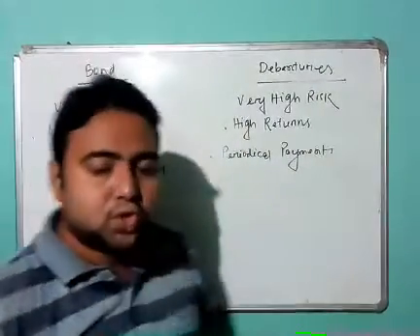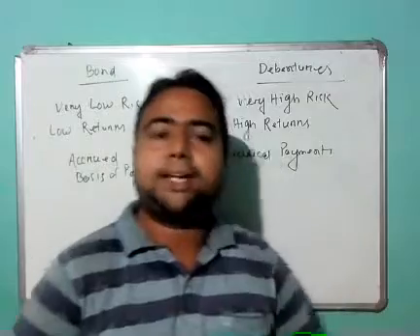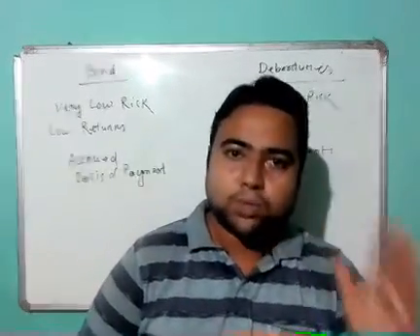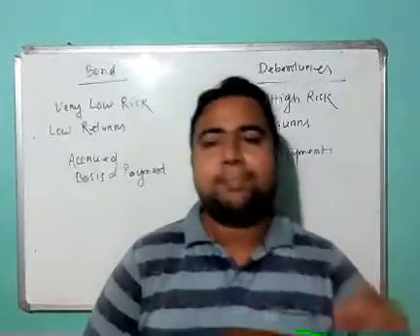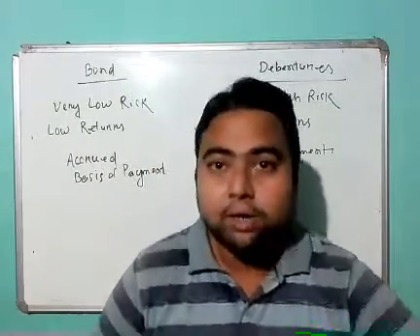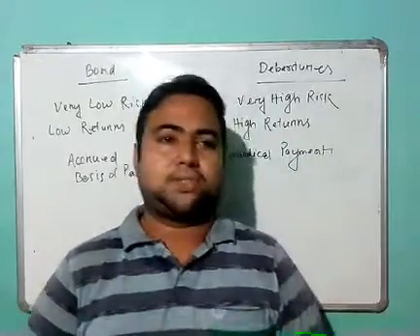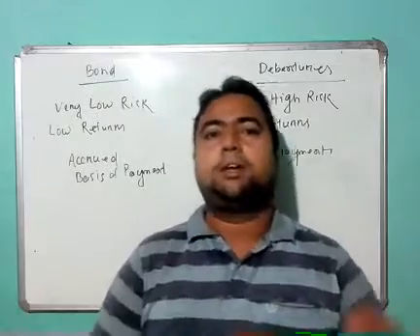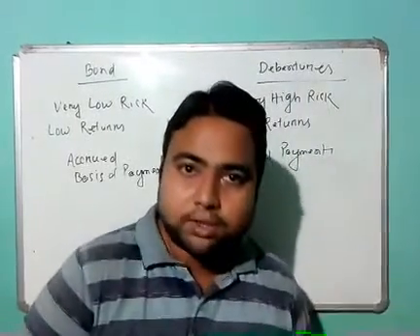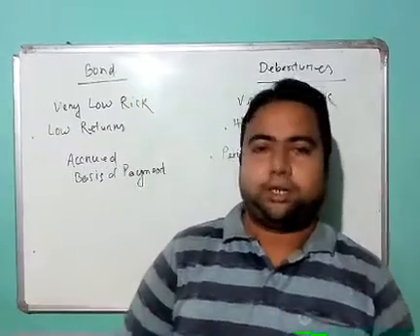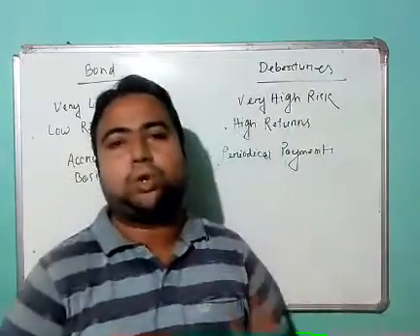Now, under debenture, suppose the investor buys, same example, rupees 1,00,000 for 3 years. Then under debenture, payments are made on a periodical basis. Maybe monthly interest, quarterly interest, half yearly interest, or yearly interest that the debenture holder is going to get.